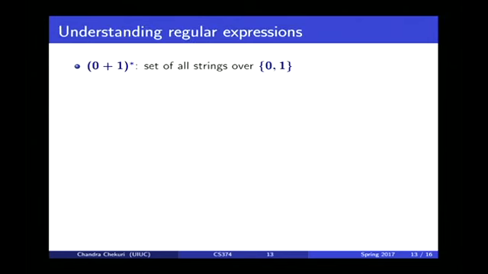Okay, so this we already saw, right? 0 plus 1 star is what? Set of all strings over 0, 1, right? For the rest of the lecture, we'll assume only the alphabet 0, 1, for simplicity. Okay. What is this? It looks like CS 374 that we saw earlier, right? What does this regular expression denote? Yeah, everybody agrees with that?